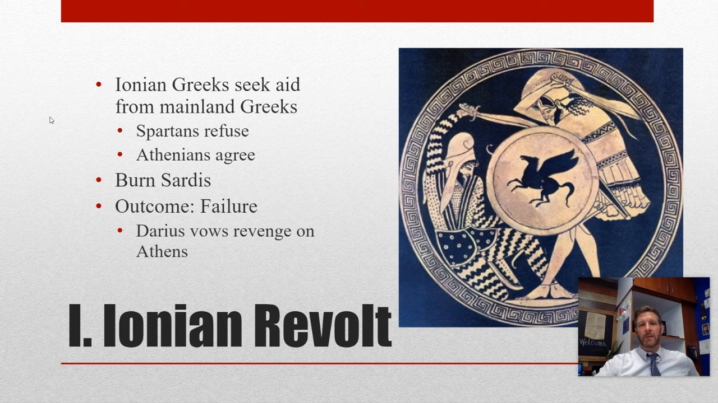Famously, Darius ordered one of his servants to always tell him at every meal, before he ate, remember the Athenians. That kept it on his mind that he owed some vengeance to the Athenians and the rest of Greece for daring to attack his empire there in Ionia.